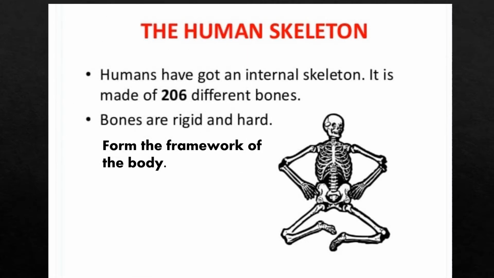Now, the human skeleton. Humans have an internal skeleton. It is made up of 206 different bones. They may be long or small, but all of them together make 206 bones. Bones are rigid and hard. If you press different places in your body like your hands, legs, head, you will feel something hard. These are the bones, and they form the framework of the body.